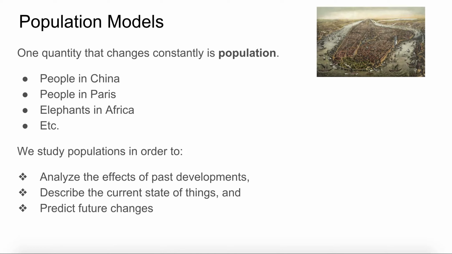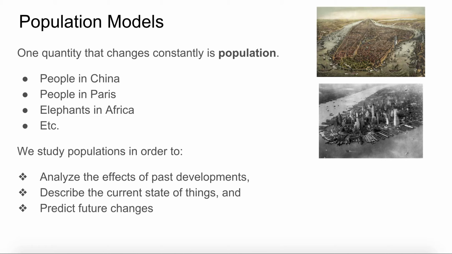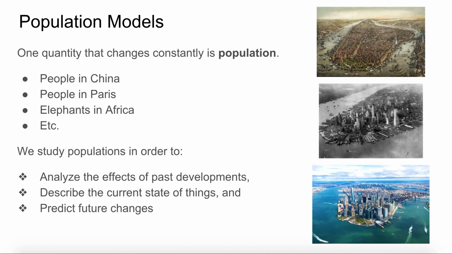So just to show you an example, right? Here is Manhattan in New York City. This is the 1800s. Here's the 1900s. And here's the 2000s, right? We see, just by looking at pictures, a huge change. What if we can use math to describe that change and maybe think about what will Manhattan look like 100 years from now? That's what this project is about.